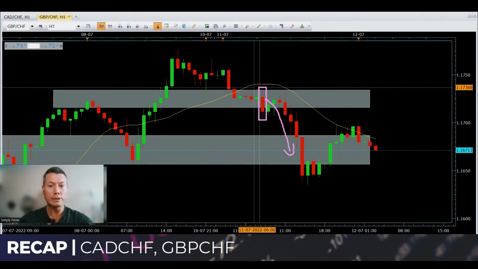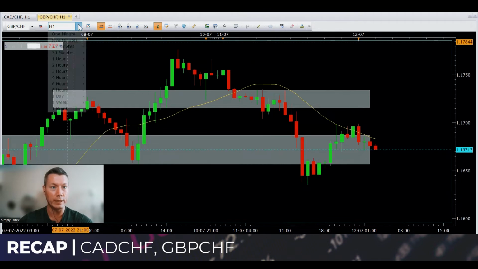Okay, there was this candle, guys. Once price came down to our second grey zone, there was this candle, which closed back into our grey zone and is a sort of bullish candlestick pattern. But I didn't take this because of the following. Let me show you this pair on the H4.